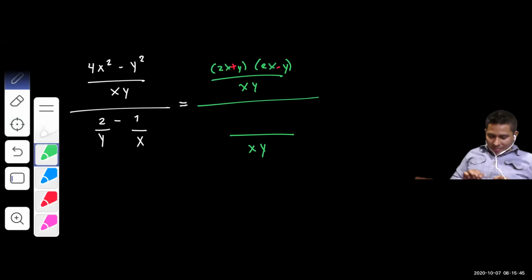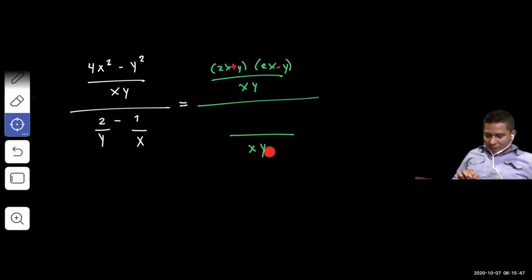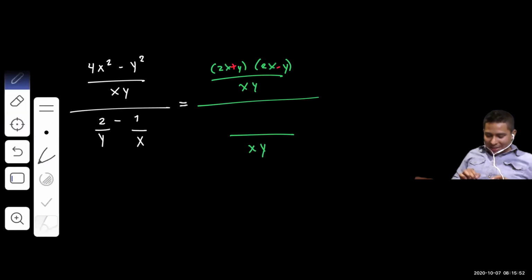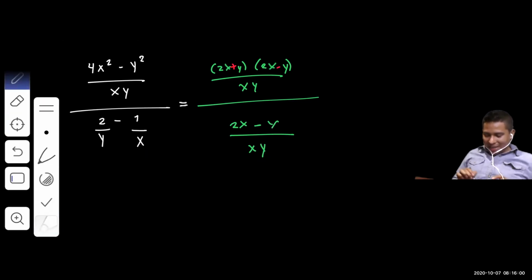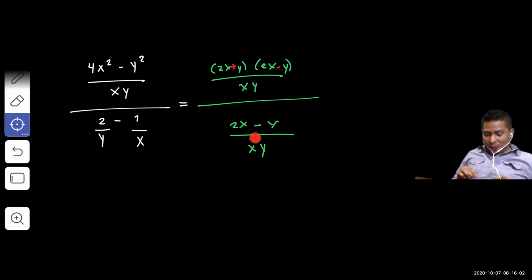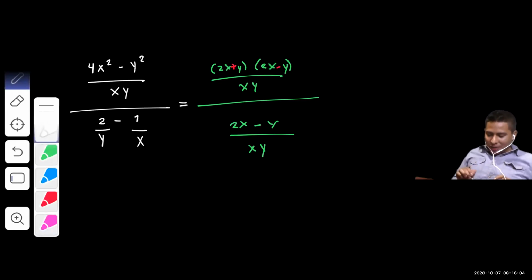It's going to be 2x times xy, divided by y, I cancel that y. I just got x times 2, 2x. Then 2x minus y, divided by this, minus y. That's it, guys. Now before using the EAR method, let's try to simplify something.